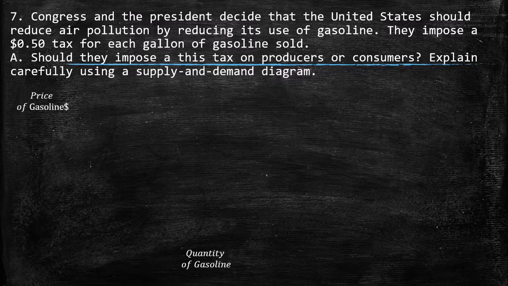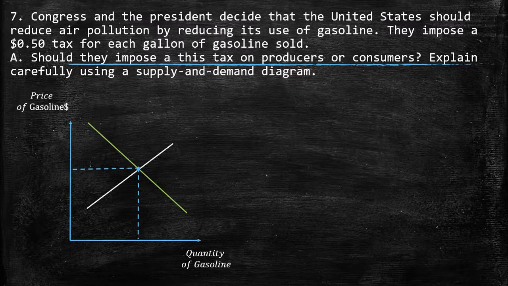So here we have the market of gasoline, with the price and quantities. This is the initial condition, where we have this price and equilibrium. So given the tax, the consumers have to pay more. Remember, when they have to pay more, because of the law of demand, they're going to consume less.